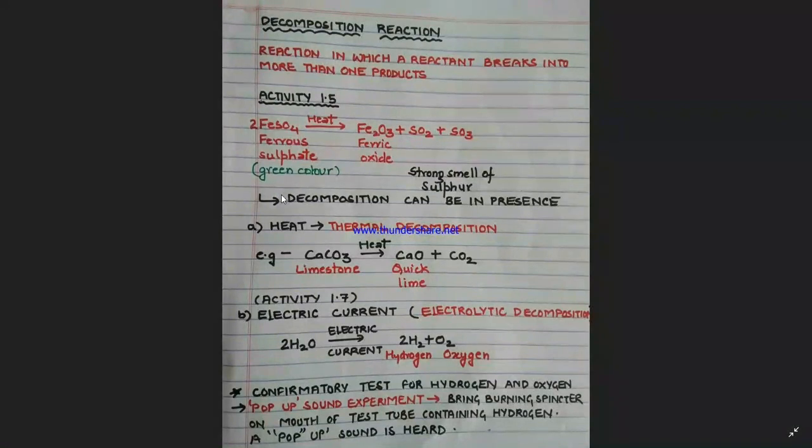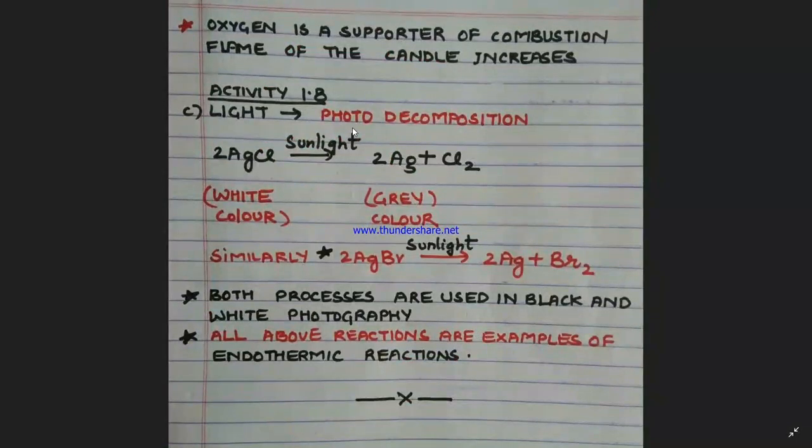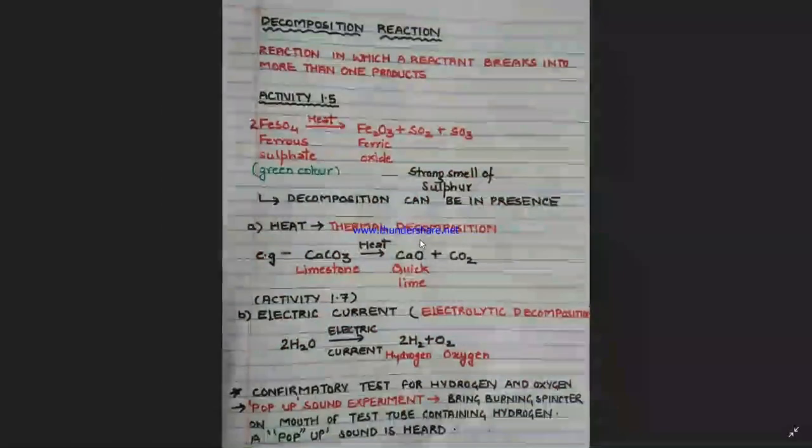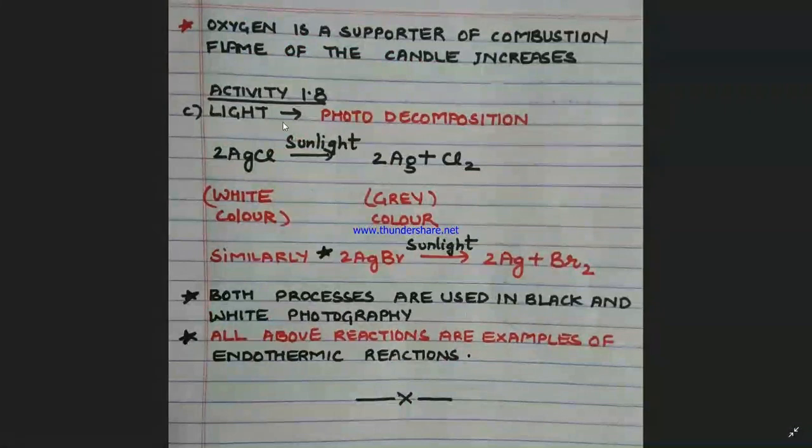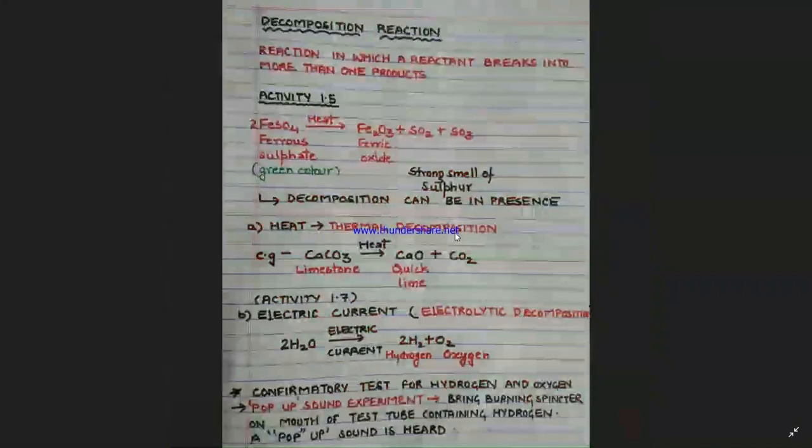Decomposition reaction can take place in presence of heat, in presence of electric current, or in presence of light. When it takes place in presence of heat, it is called thermal decomposition. When it takes place in presence of electric current, it is called electrolytic decomposition or electrolysis. When it takes place in presence of light, it is called photodecomposition. We will see all these decomposition reactions one by one.